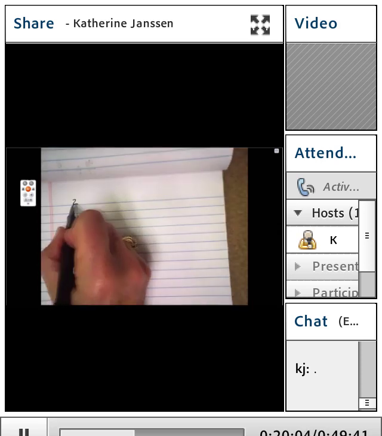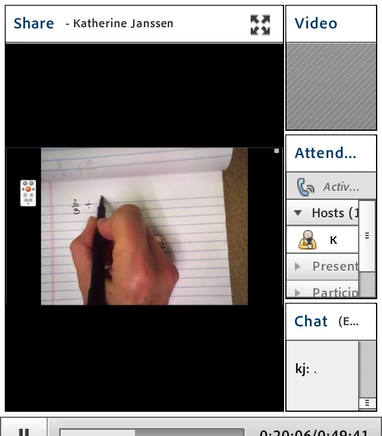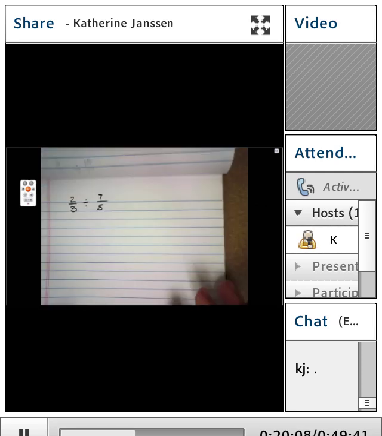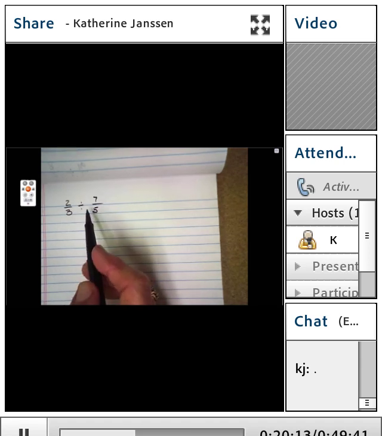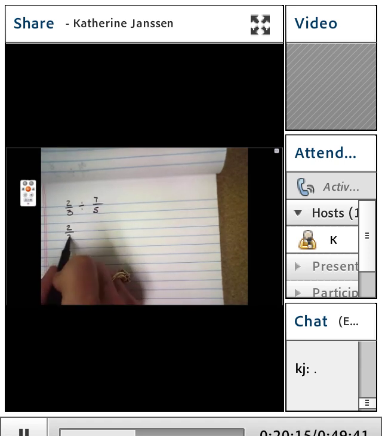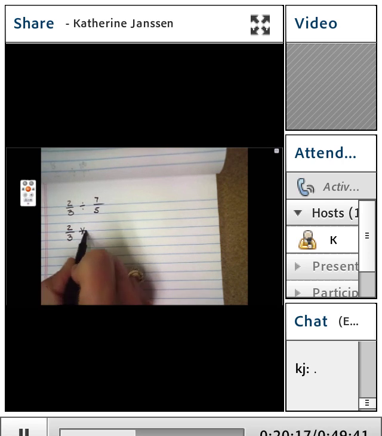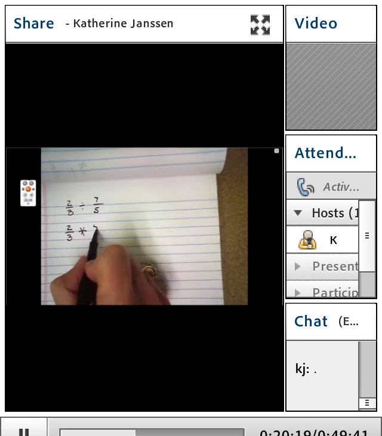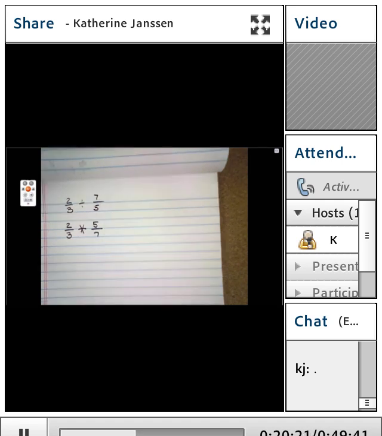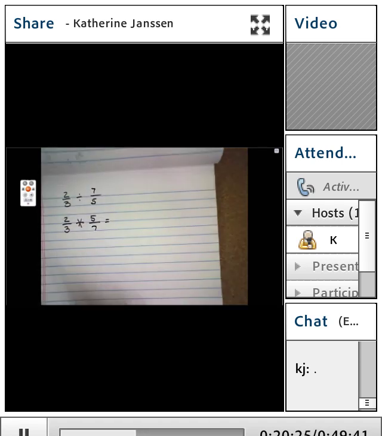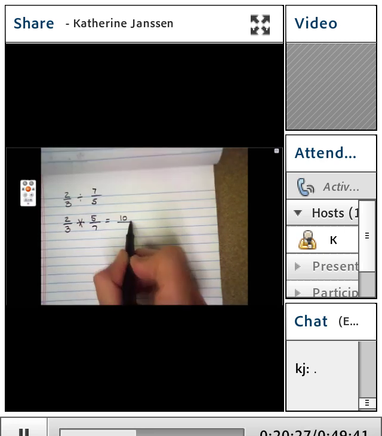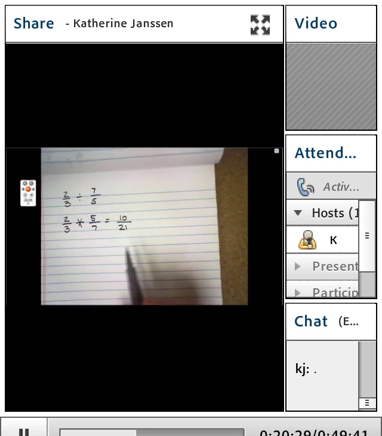Two-thirds divided by 7/5. Once again, we're defining division of fractions in terms of multiplication. 2/3. I'm going to change division to multiplication and multiply by the reciprocal of the divisor. Multiplication of fractions is a piece of cake. Multiply the numerators, multiply the denominators. And that is simplified.